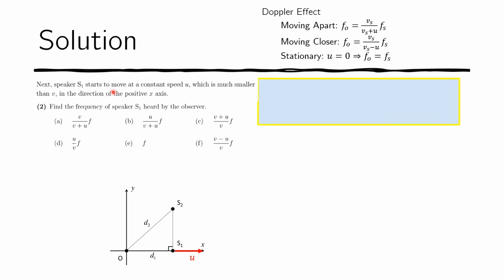Next, speaker S1 starts to move at a constant speed u, which is much smaller than v, in the direction of the positive x-axis. We need to find the frequency of speaker S1 heard by the observer. This is pretty straightforward because we have already reviewed the Doppler effect. Clearly, this is the case when the source and the observer are moving apart from each other at a speed u. Therefore, we use this first equation here. And we just recall that these equations are valid when u is much smaller than v. And so we simply have this, and that is this in the choices.